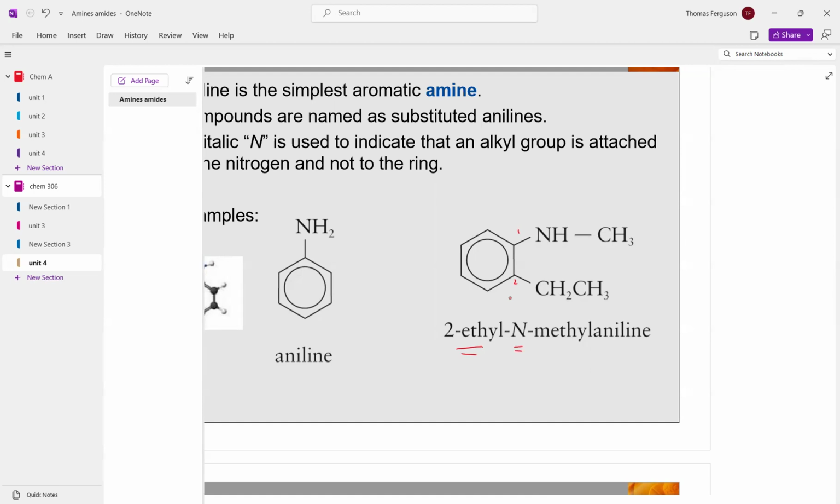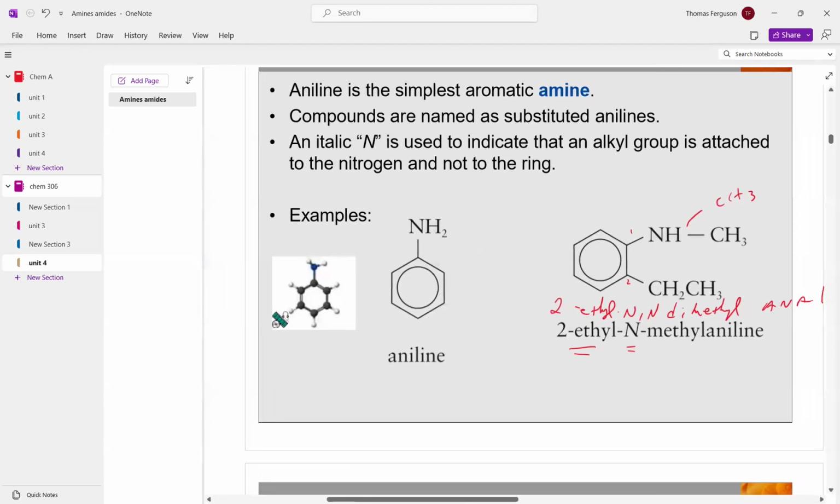So again, the capital N is for what's coming off of the nitrogen. And if we had 2 methyls, then it would be N,N-dimethyl aniline. Okay, does that make sense?